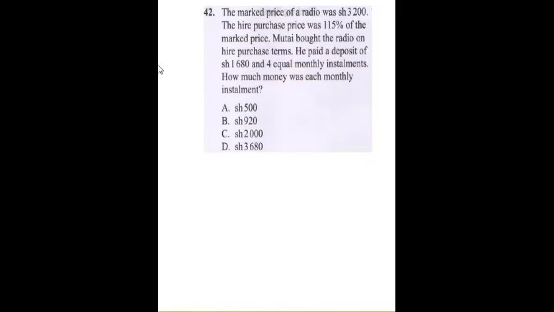The first thing you need to establish in this question is that he bought this thing via hire purchase. So the hire purchase price is 115%. So let's get that. So that will be 115 over 100 multiplied by 3,200 over 1. So 00 cancel 00. So when you do 115 times 32, you're going to get 3,680.